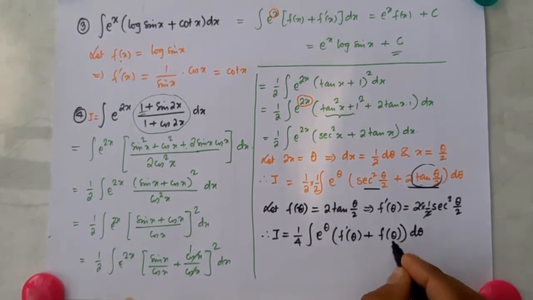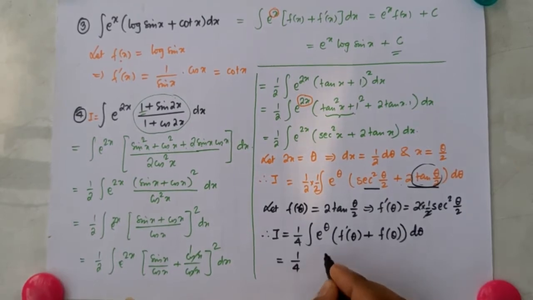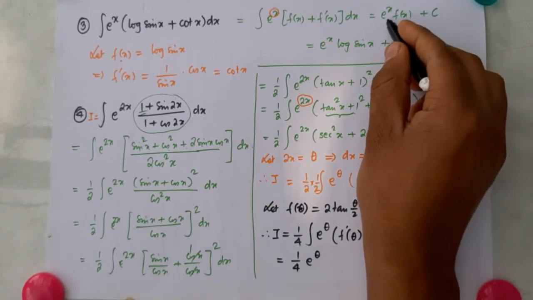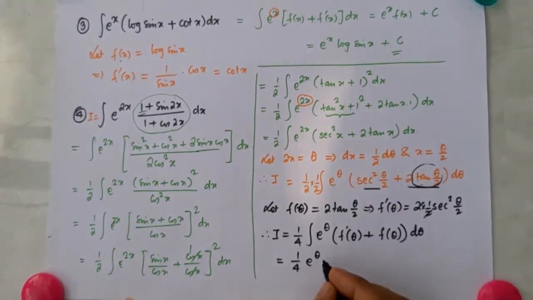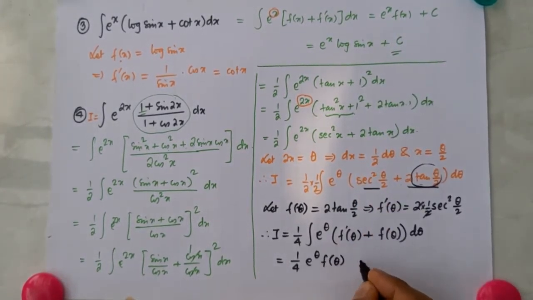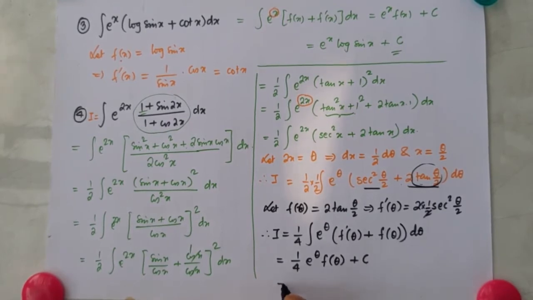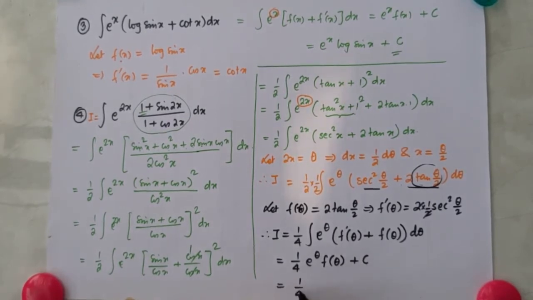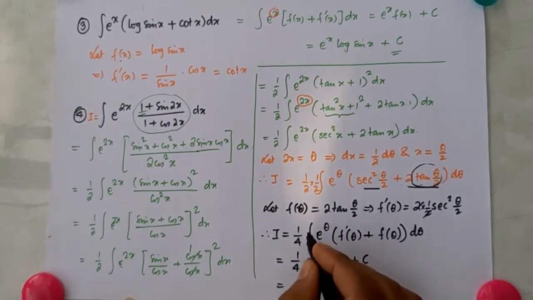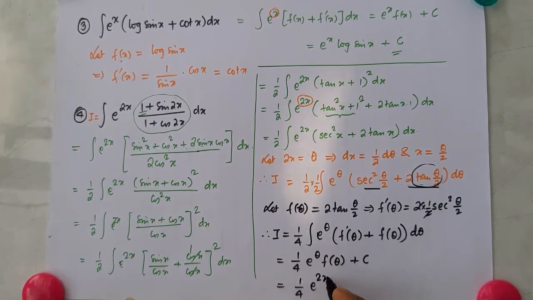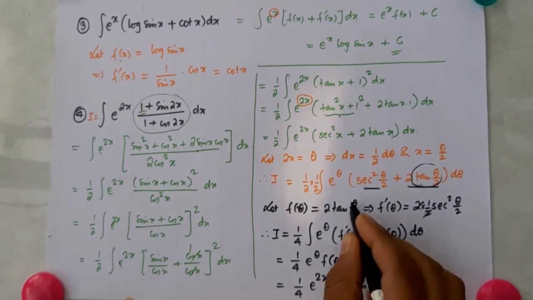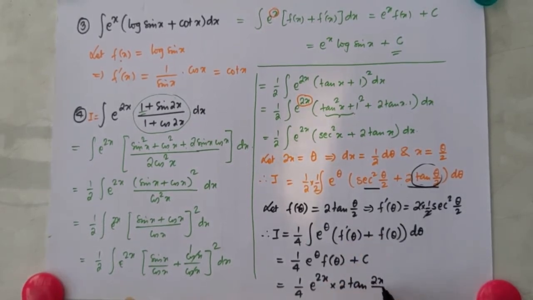Now as per the formula this has to be equal to 1 by 4 e to the power theta. As per the formula we have e to the power x f x, that is f theta here, with constant of integration. Now let's put the value. So this is 1 by 4 e to the power theta times f theta. Now what is f theta? It is 2 tan theta by 2, that is 2 tan x by 2, with constant of integration.